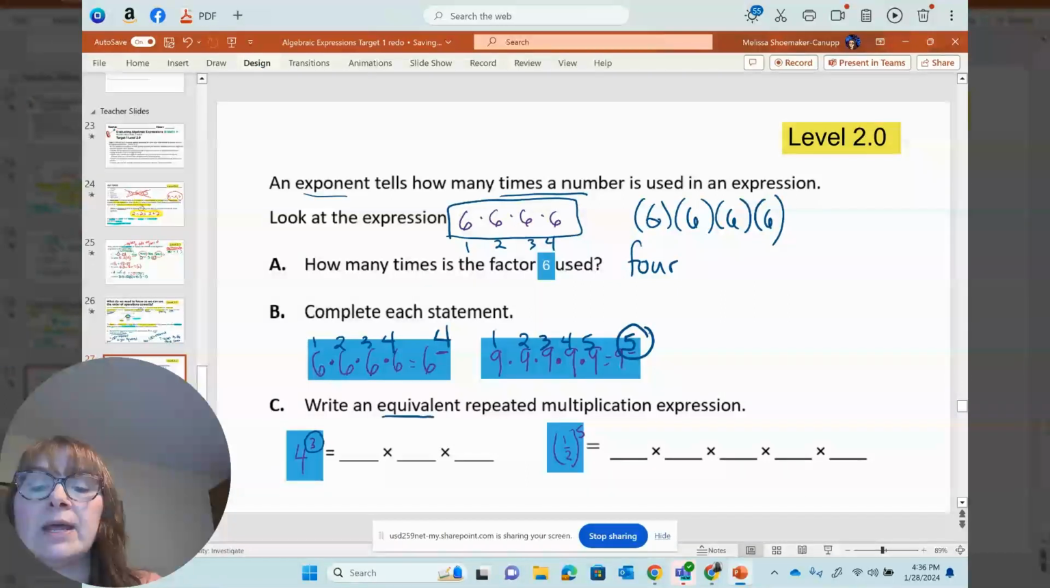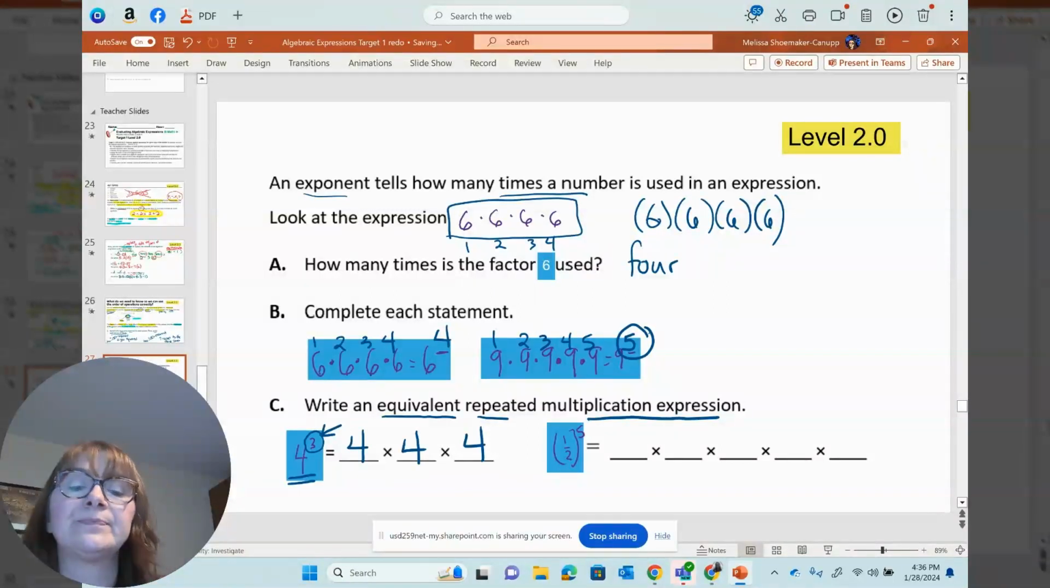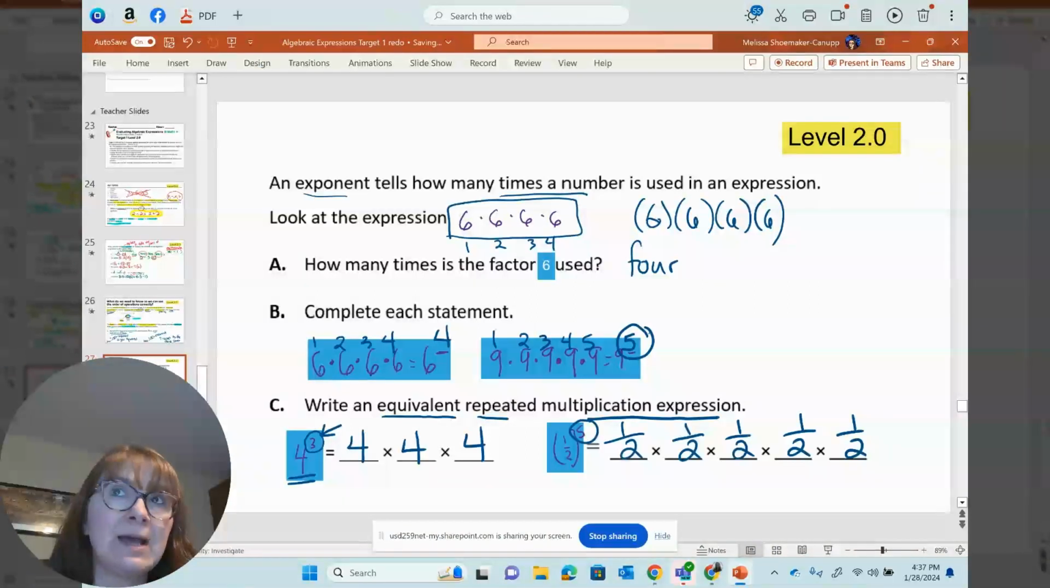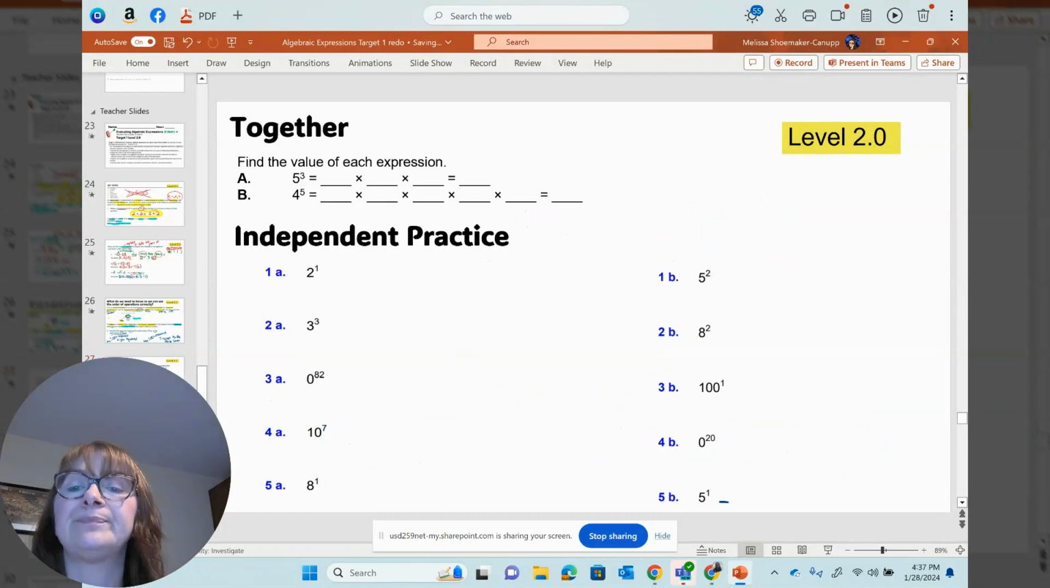C, we're going to write an equivalent repeated multiplication expression. So the base is the 4. That's what I multiply together 3 times. 1, 2, 3 times. You have the number 2, so be careful and look at the difference. Now, I have a fraction here, but I'm not going to panic because all I'm doing is writing it 5 times, because the exponent tells me to multiply it times itself 5 times. Pause if you need to catch up because you don't have 1/2, you have 1/3.